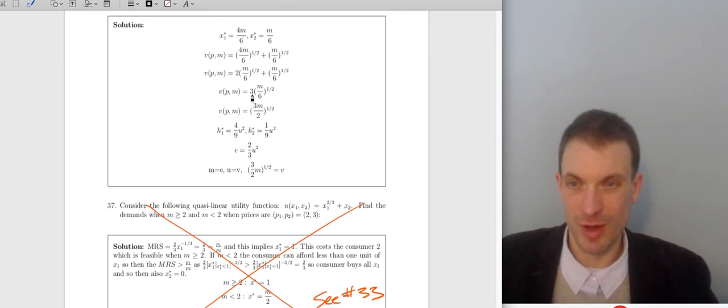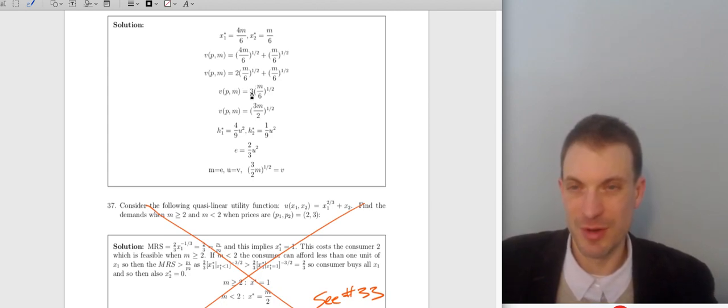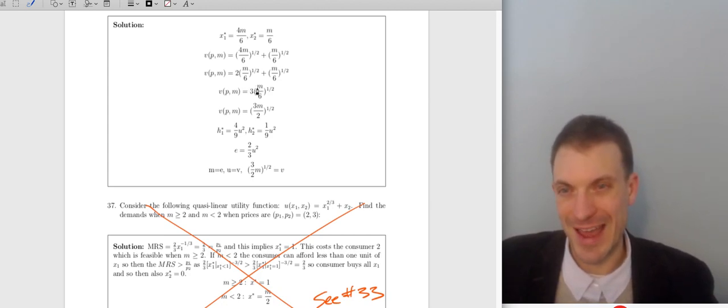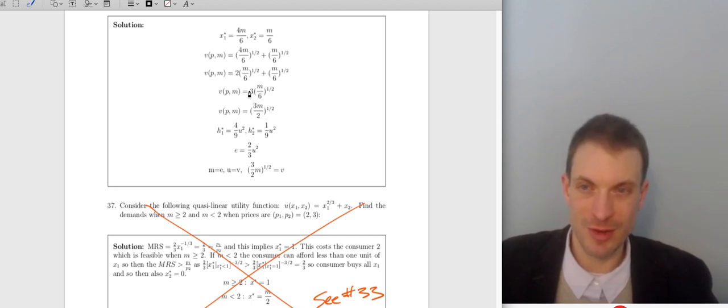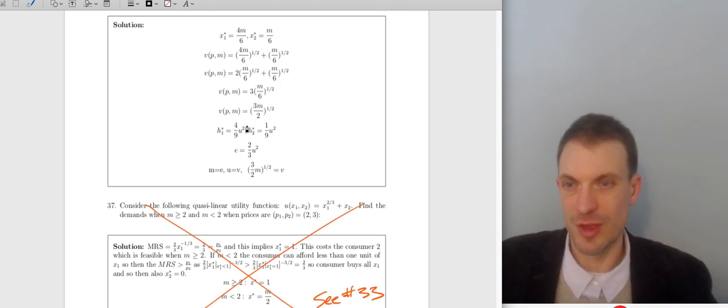Now I want to bring this 3 back inside. How can I do that? To bring this 3 back inside, I would need to put a 9 here, right? So if I put a 9 there, then I've got the square root of 9 over 6, or 3 over 2. So the square root of 3m over 2. So the missing step here is that to bring this 3 inside, I rewrite it as a 9 when it comes inside that 1/2. Okay, that's what gets us there.